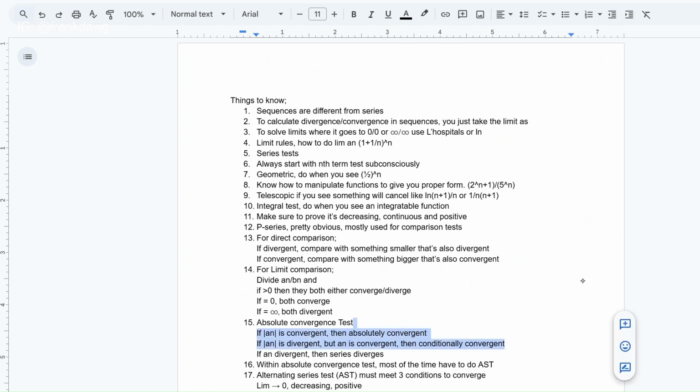Next up, absolute convergence test. This one's more of a reading thing, so I could just read it. If the absolute value of whatever series you're looking at is convergent, then it's absolutely convergent. If the absolute value is divergent, but the main series is convergent, then it's conditionally convergent. And if the non-absolute value is divergent, then the whole thing diverges. I'm going to show an example with the alternating series test, and also do the alternating series test as well to show it.